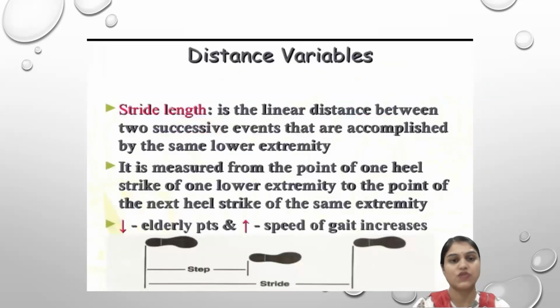Distance variables. Stride length is the linear distance between two successive events that are accomplished by the same lower extremity. It is measured from the point of one heel strike of one lower extremity to the point of the next heel strike of the same extremity. Stride length decreases in elderly patients and increases as the speed of gait increases.